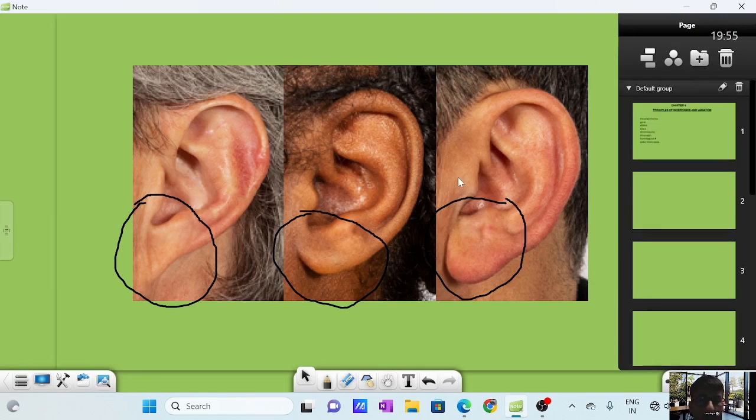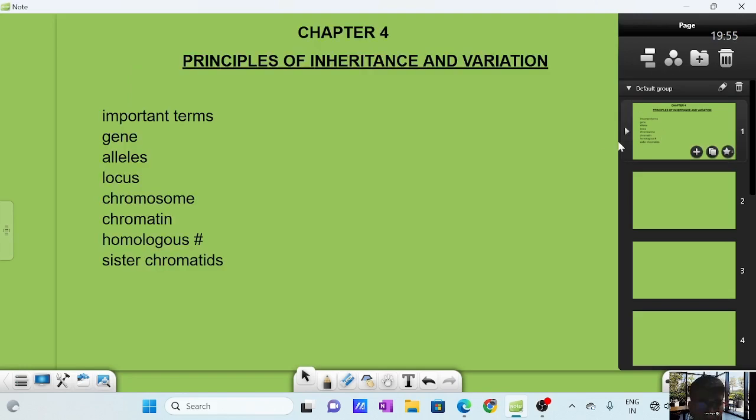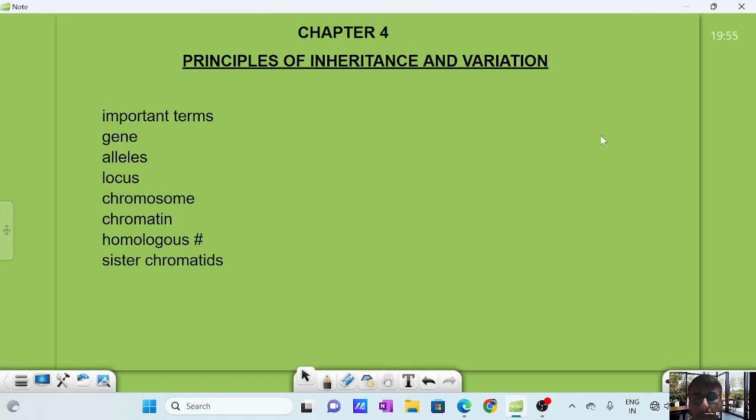Like, just consider his father was having an attached earlobe, but for him his earlobe is not attached. So there is a variation, but maybe his mother's earlobe was not attached. So this may be the condition which arises due to the inheritance pattern. So, what is genetics? Genetics is the branch of biology which deals with inheritance and variation.